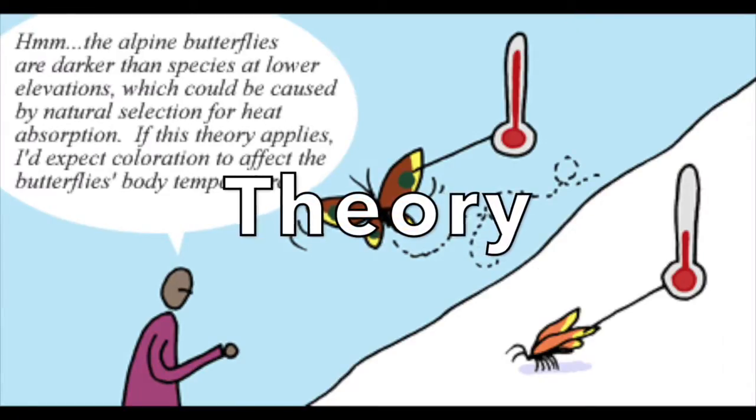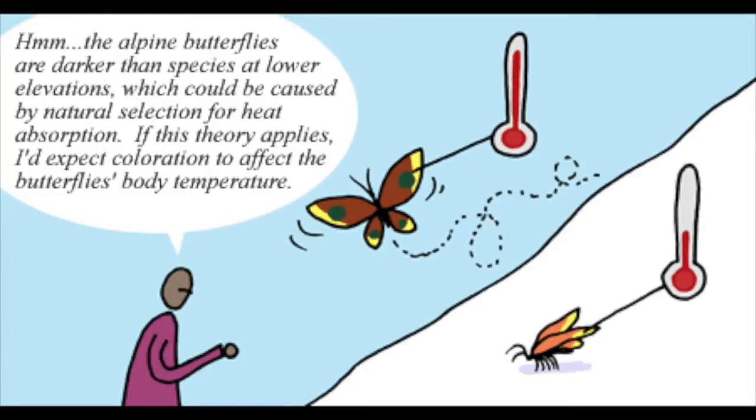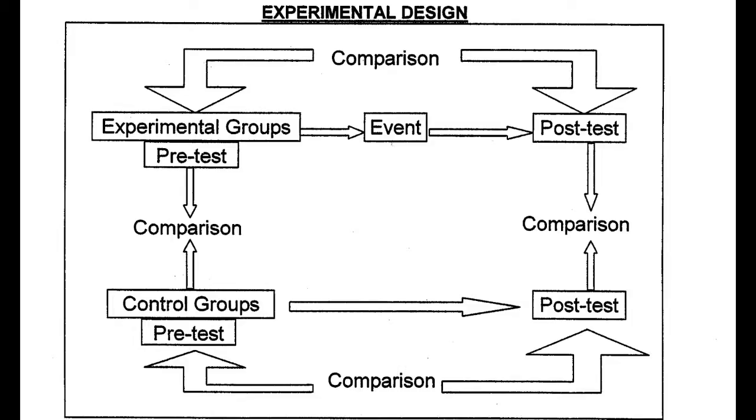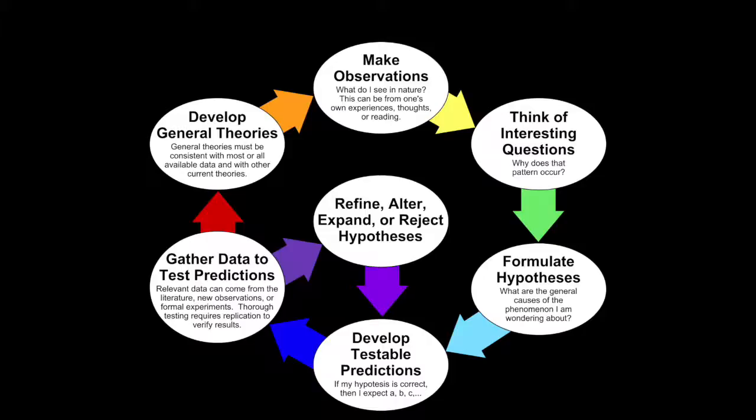Theories are generally based on many pieces of evidence from hypotheses, making them more general explanations and predictions. So how is evidence gathered? A well-designed experiment is required to collect reliable data that can be used to evaluate a hypothesis. This is where the scientific method comes in again.